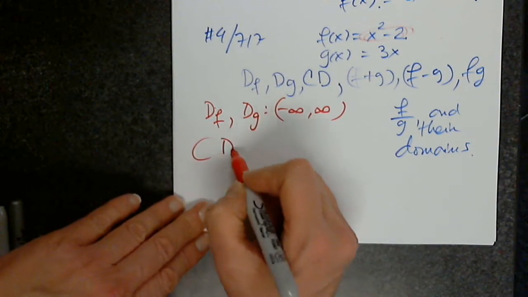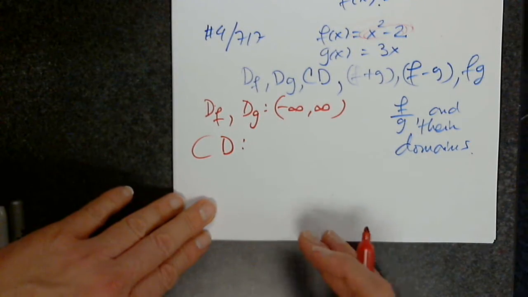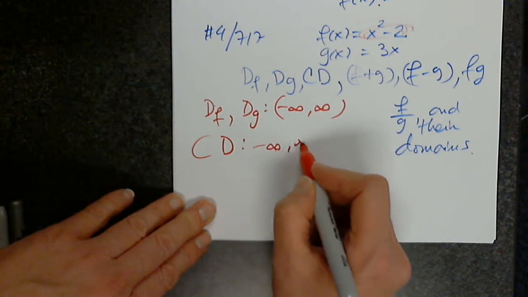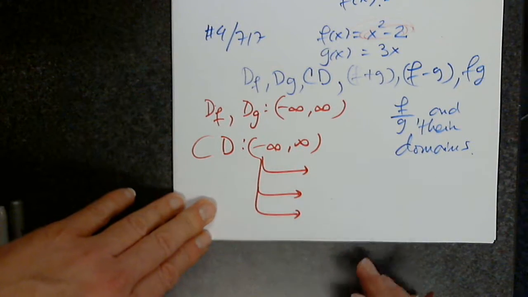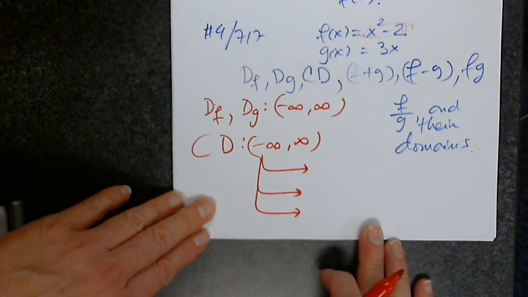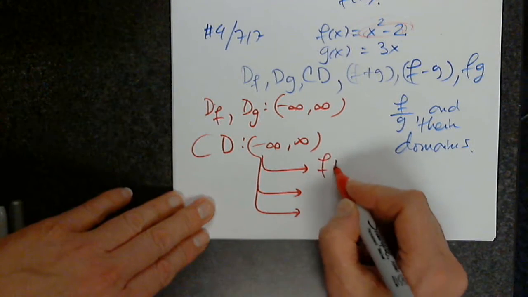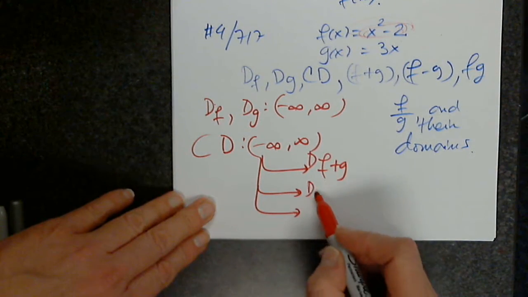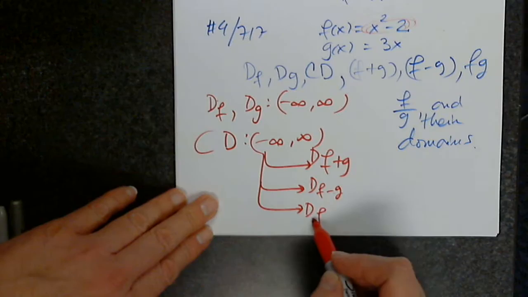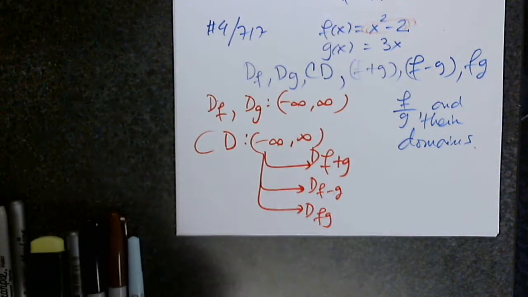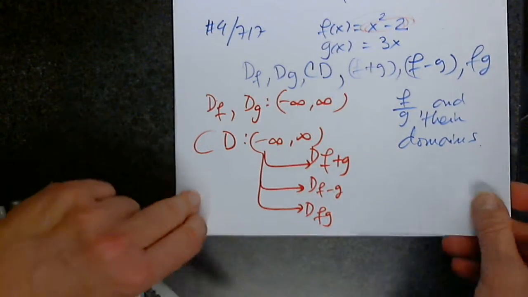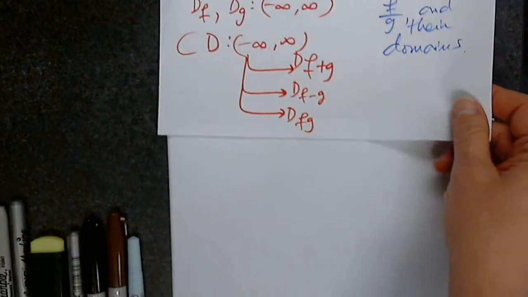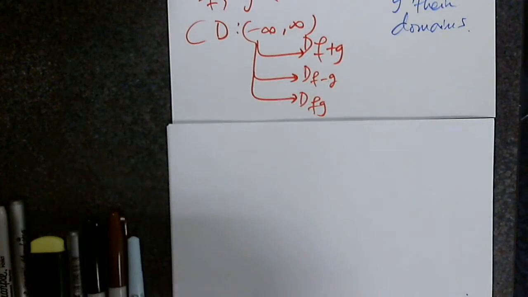So what about the common domain then? Everything again. This will be the domain of 3 functions. Which functions? Addition and subtraction of functions. Domain of the sum, domain of the difference, and domain of the product. Absolutely. We are not sure about the domain of the ratio yet, but we'll find out in a minute. Good, so now let's find the sum, difference, product, ratio.